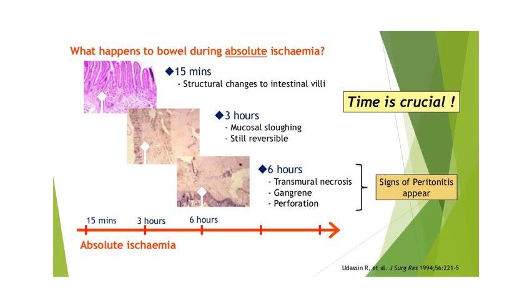The time factor is very important in cases of acute mesenteric ischemia. After 15 minutes, structural change to the intestinal villi occurs. After 3 hours, mucosal sloughing occurs. After 6 hours, transmural necrosis, gangrene and perforation occur.